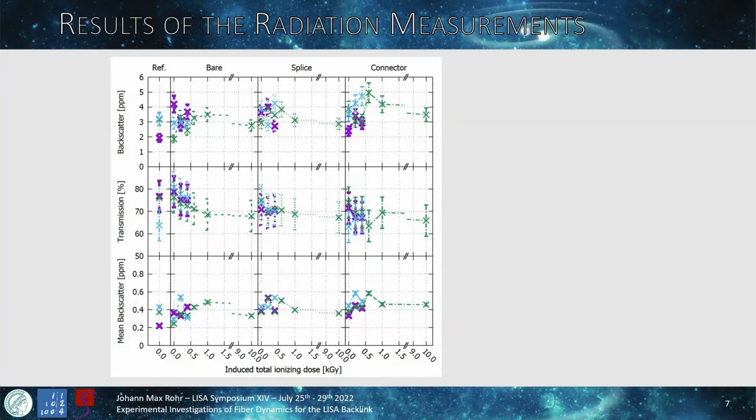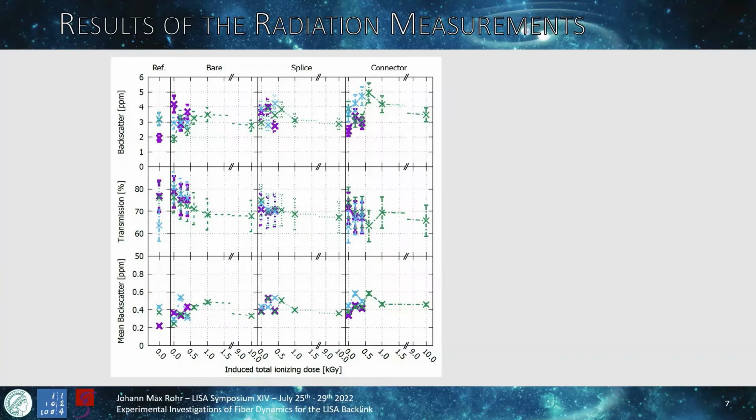These are the tests done with the LISA fiber candidate, the Nufern PM1060L, under gamma radiation. We tested different configurations: bare fibers, fibers with a splice connection in the middle, and a pair of shorter fibers connected by a connector to make the total same length as with the tests before.